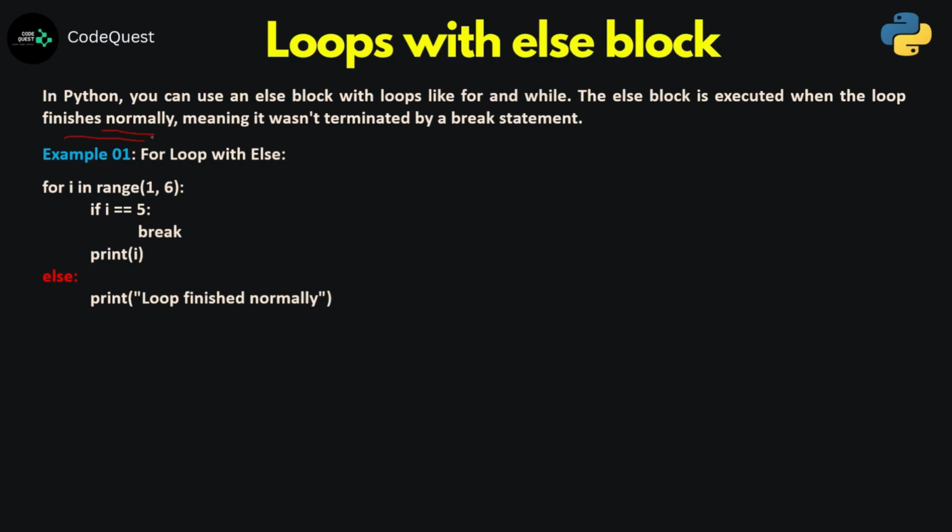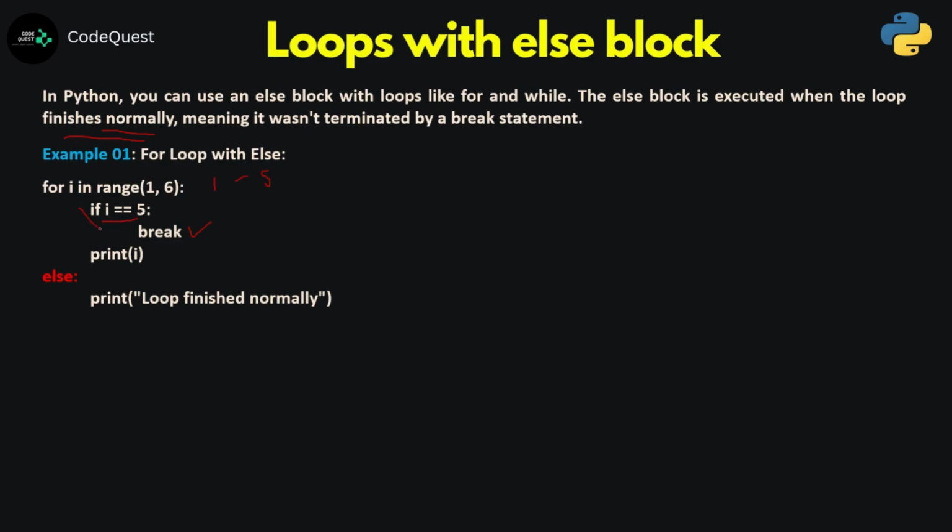So in case a break is there, and the loop terminates because of the break, then this else block will not be executed. Let's see one example here. Let's say we have taken a for loop which ranges from 1 to 6, meaning 1 to 5. The moment i becomes 5 here, the break statement will execute, right?